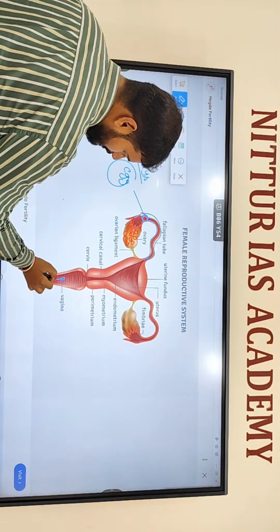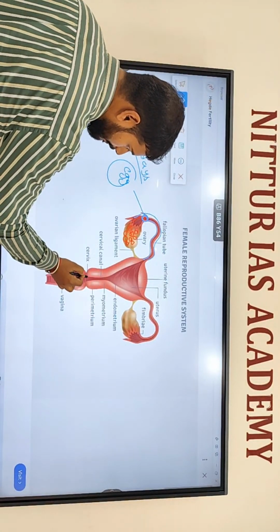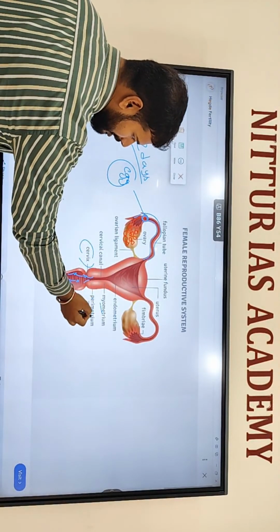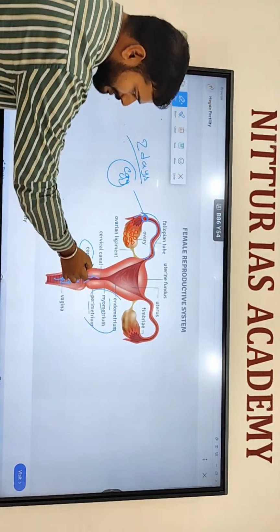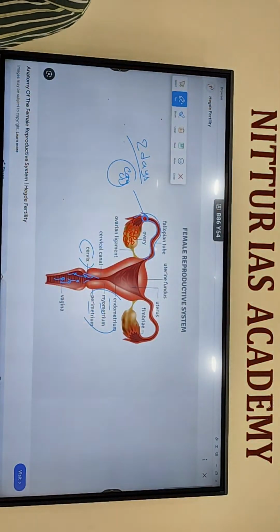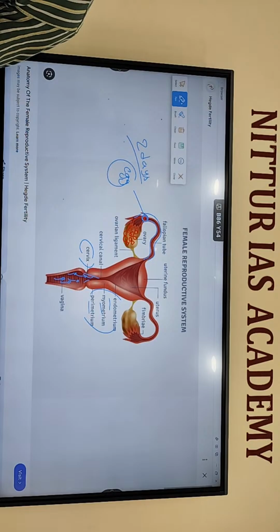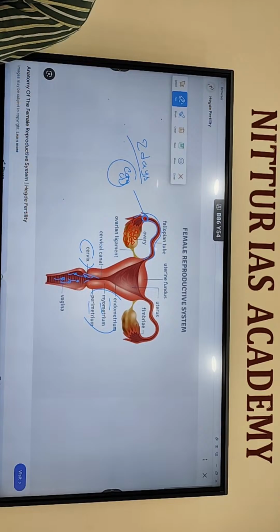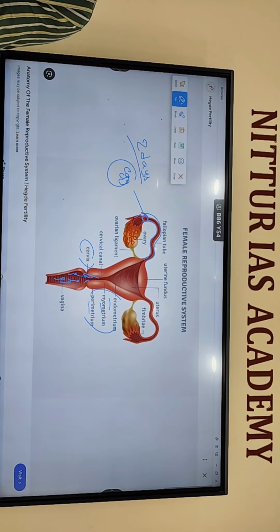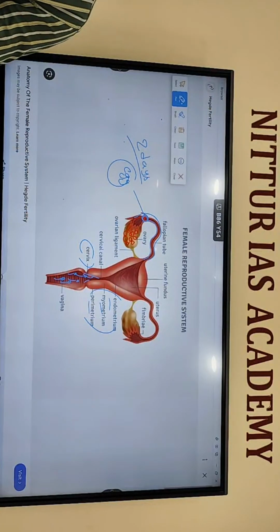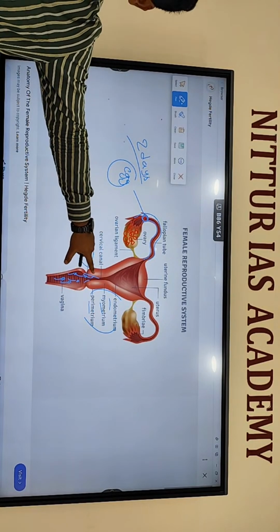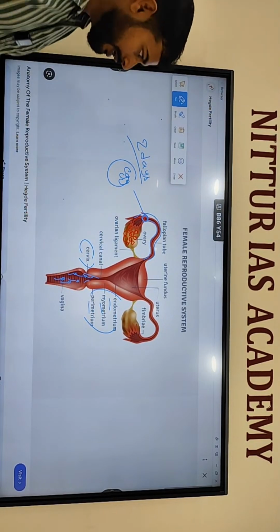If the sperm enters from the vaginal passage, then the cervix, then the myometrium, perimetrium, endometrium, these are the muscles which help in contraction and relaxation. It helps in the delivery of the baby. Like the snake contracts and relaxes to take in the prey, likewise, the baby is pushed out with the help of this muscle movement.